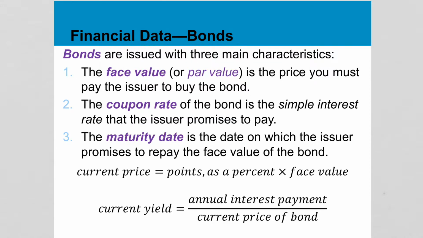Few more things here. Bonds are issued with three main characteristics. The face value or par value is the price you must pay the issuer to buy the bond. The coupon rate is the simple interest rate that the issuer promises to pay. And the maturity date is the date on which the issuer promises to repay the face value of the bond. The current price is the points as a percent times the face value. And the current yield is the annual interest payment divided by the current price of the bond.